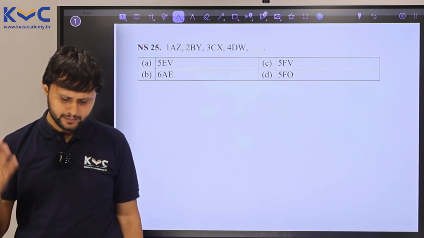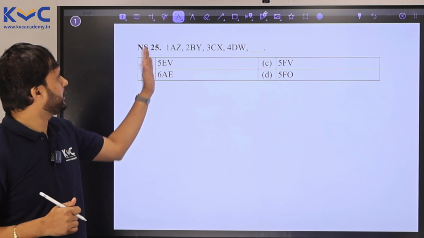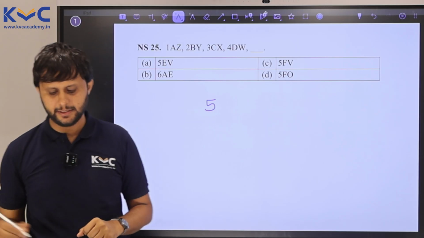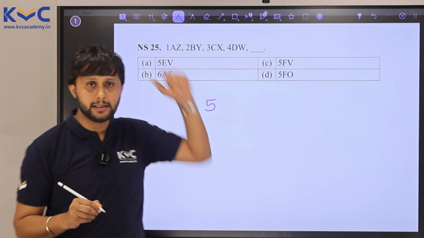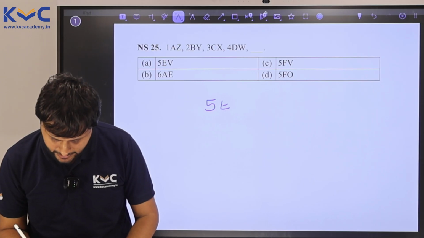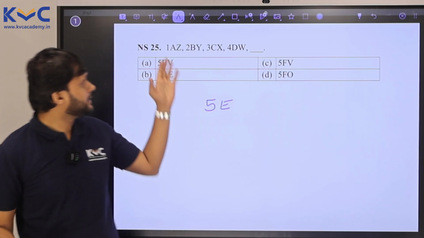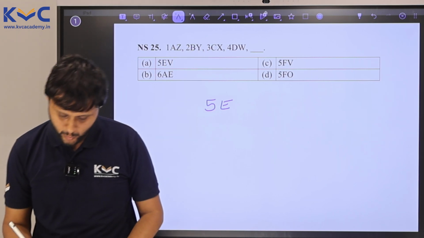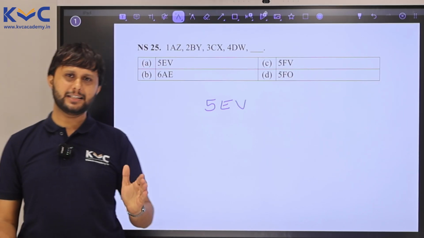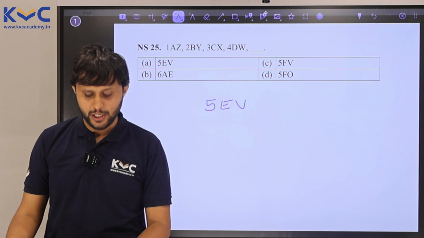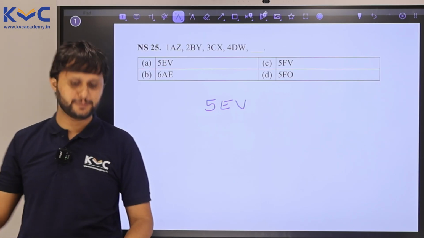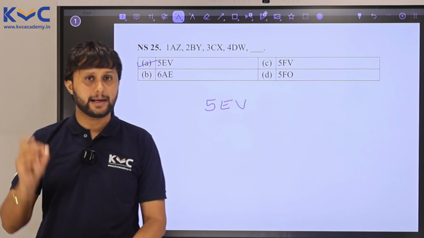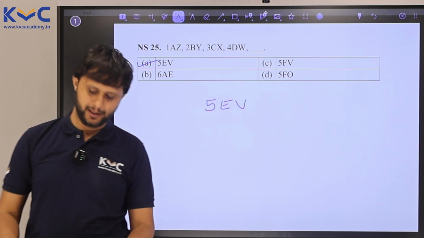Question number 25, we have 1, 2, 3, 4. So next should obviously be 5, the consecutive numbers. Then we have A, B, C, D, so it should be E. And we have the reverse order Z, Y, X, W. So what is the letter before that? V. So the first character is a sequence of numbers 1, 2, 3, 4, 5. Second is the letter. Third is the reverse letter. So 5EV is the right answer, which is in option A.